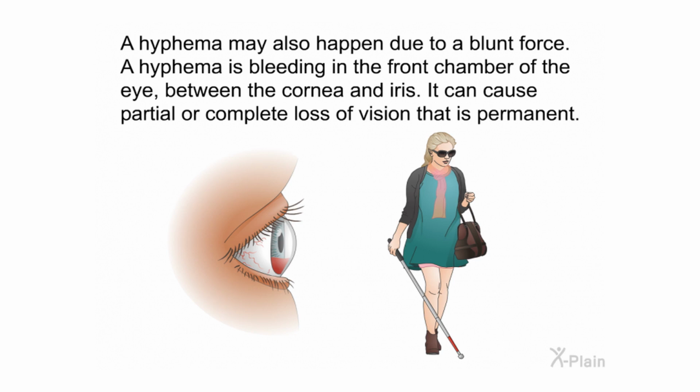A hyphema may also happen due to a blunt force. A hyphema is bleeding in the front chamber of the eye between the cornea and iris. It can cause partial or complete loss of vision that is permanent.